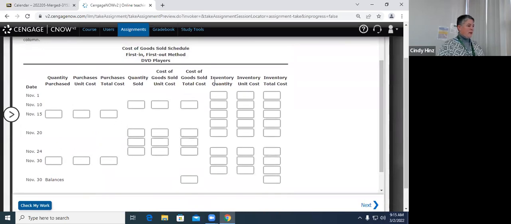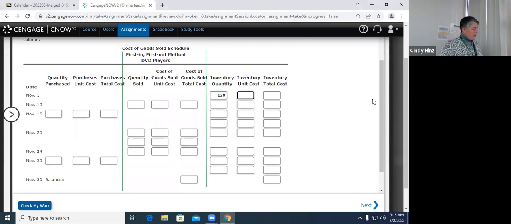And we will start with November 1st. So at the beginning of the month, they had 120 units available. So these three sets of columns, you'll notice that the columns kind of can be grouped together in threes. So those first three columns are for purchases. The second three columns are for sales. And then the final three columns is our inventory balance.